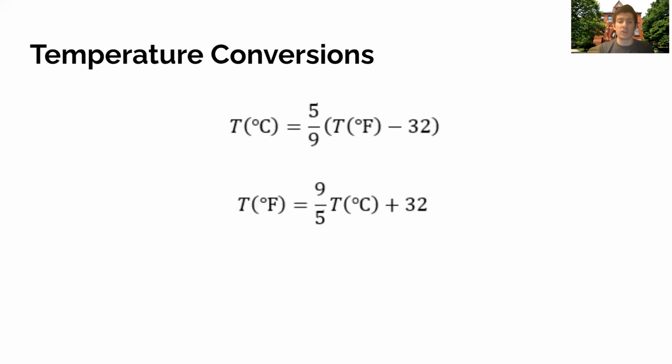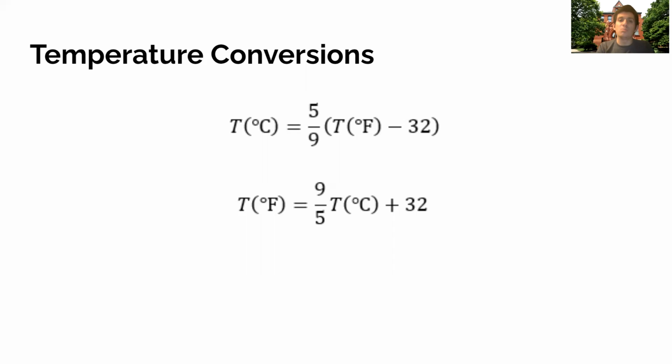If you want to go the other way around, you start with Celsius, take your temperature and immediately multiply by 9/5, then add 32 to it. Notice how there's no parentheses here, and there's parentheses in the previous one. That gives you the order of operations to follow. If you do that, that gives you degrees Fahrenheit.